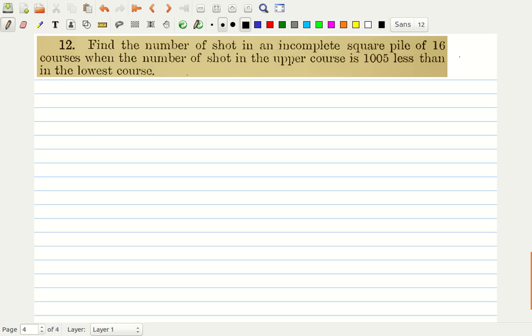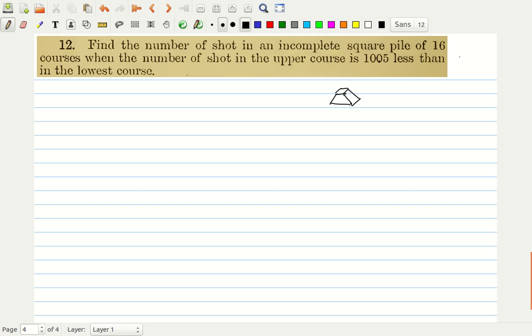Find the number of balls in an incomplete square pile of 16 courses when the number of shots in the upper course is 1005 less than in the lowest course. Okay, so now we have an incomplete square pile. So our square pile looks like this. You have a top layer which is a square, and then you have a bottom layer which is also a square. Okay, so this is what our square pyramid looks like.